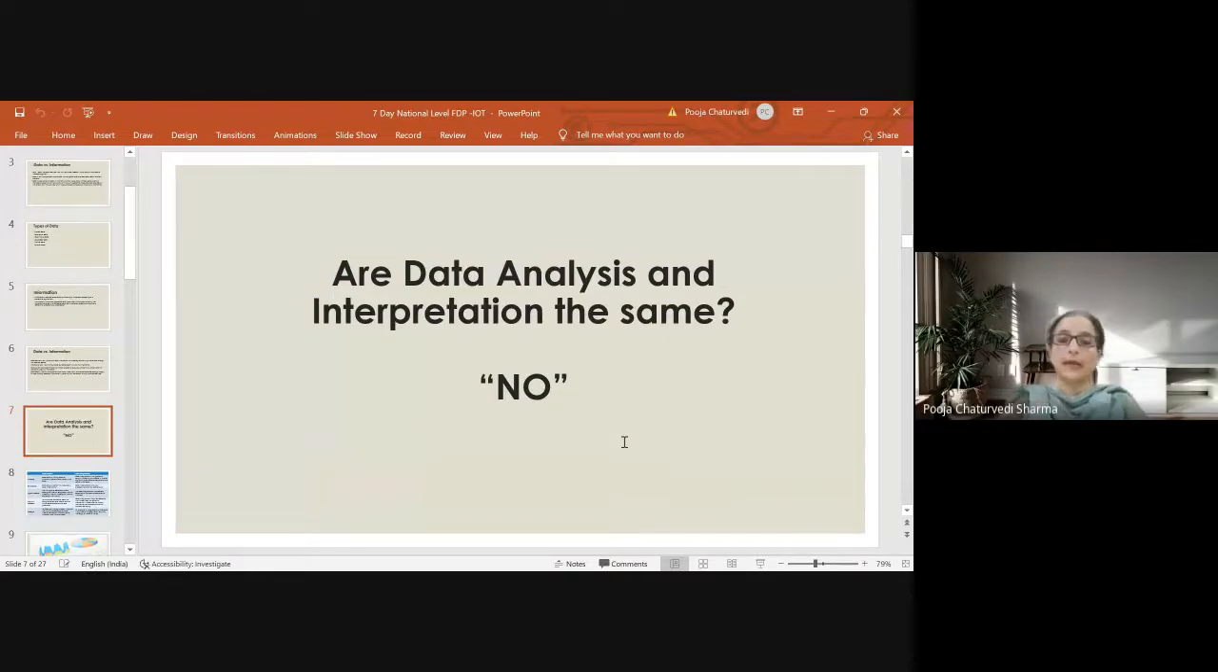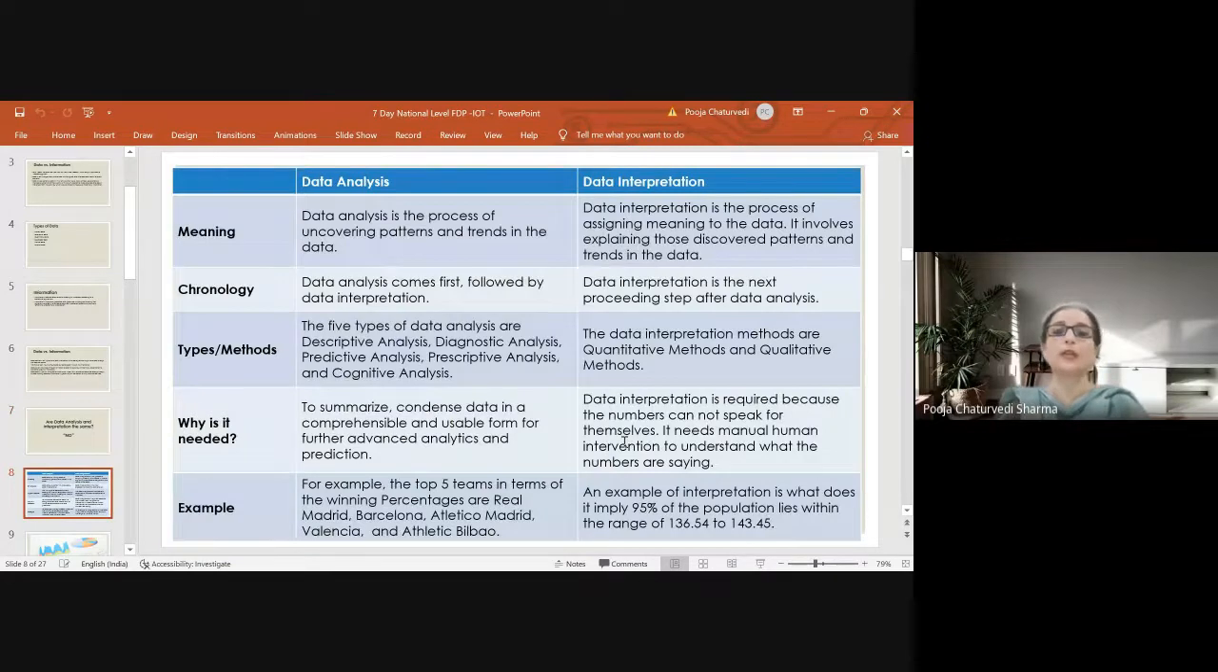Okay. Now let's start with data analysis and interpretation. Are data analysis and interpretation the same? No, they're not. Definitely not. So let's have a quick look at the differences between data analysis and interpretation, and then we'll move towards their segregations. As the name itself tells us, data analysis is simply the analysis of the data. It is simply uncovering the patterns and trends which are hidden in the data on the basis of some analytical techniques. Whereas interpretation is the process of giving meaning to that data.